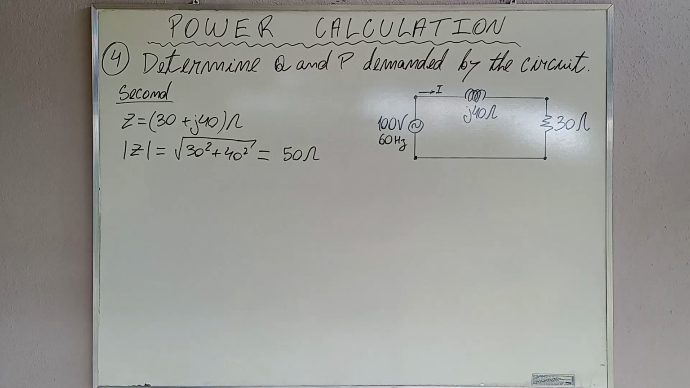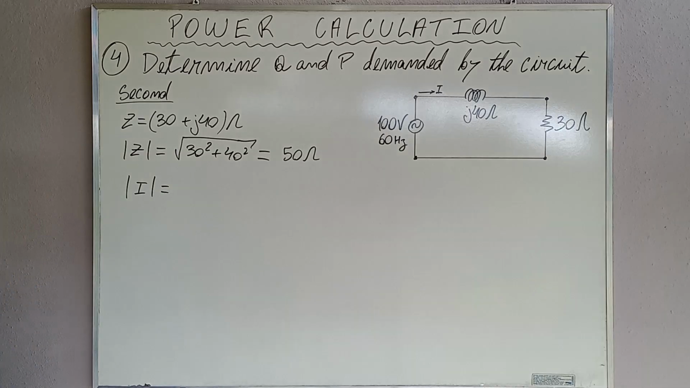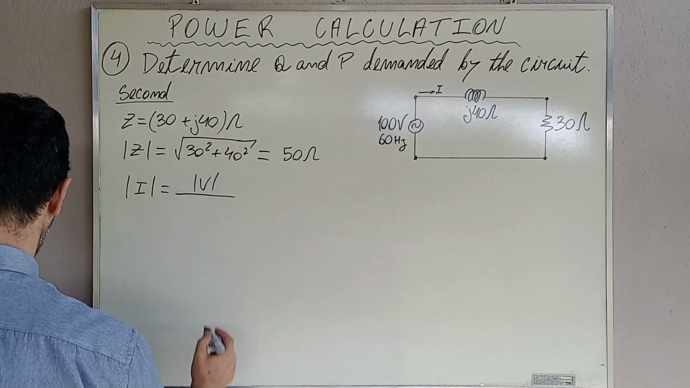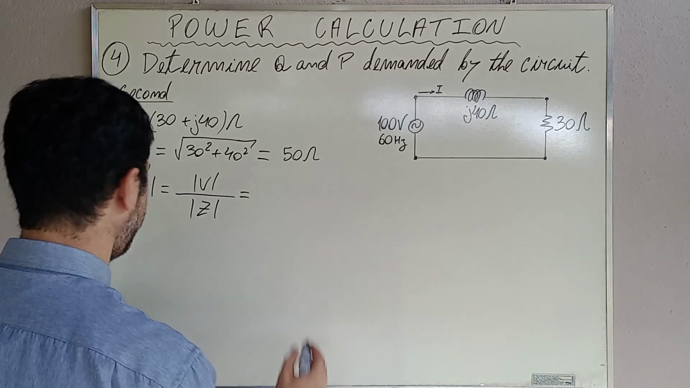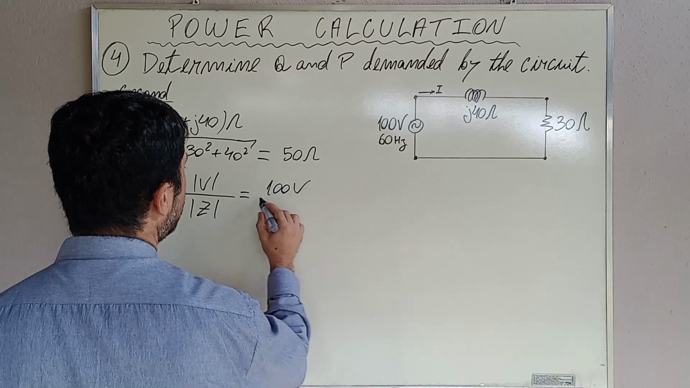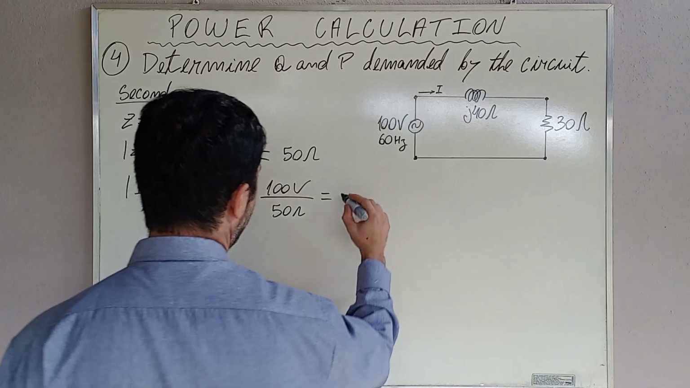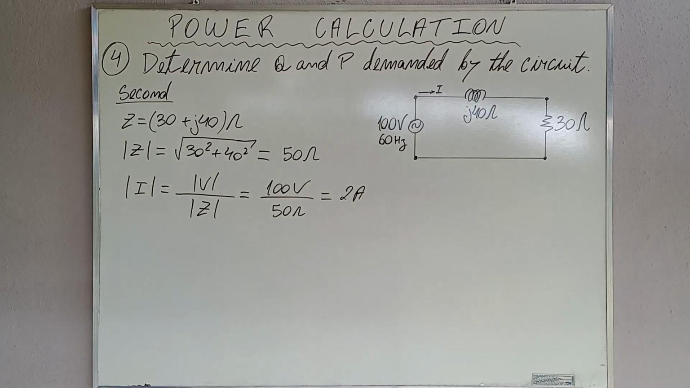The magnitude of the current can be calculated using the magnitude of the voltage and the impedance. The magnitude of the current is equal to the magnitude of the voltage divided by the magnitude of the impedance, and this is equal to 100 divided by 50, and this is equal to 2 amps. This is the magnitude of the current.